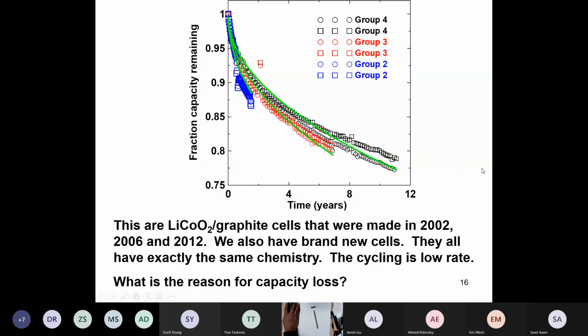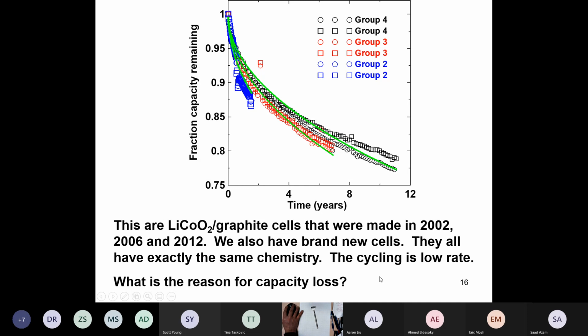These are some cells that we've seen before when we were talking about SEI growth. These cells were brand new in 2022. Another group was made in 2006 and another group made in 2012. At the time we had this data, we were also given brand new cells. They have exactly the same chemistry, and the cycling is at low rate.